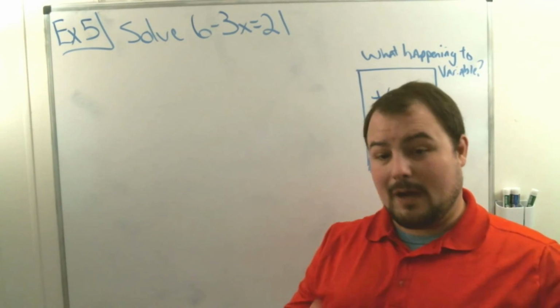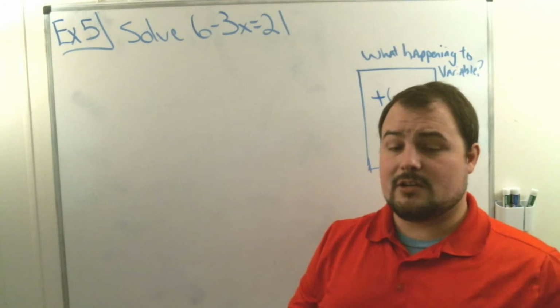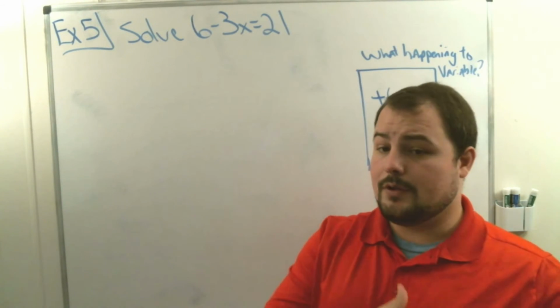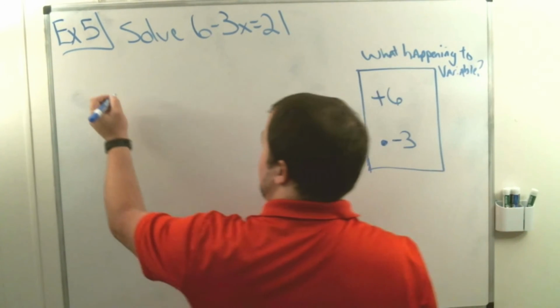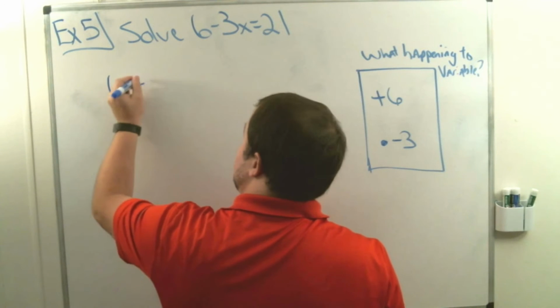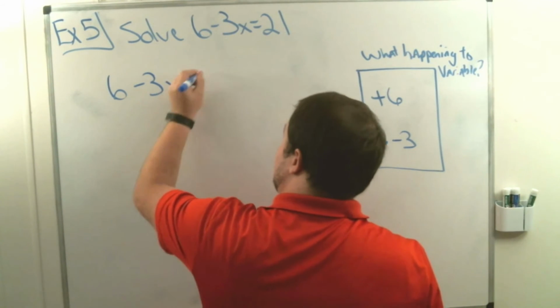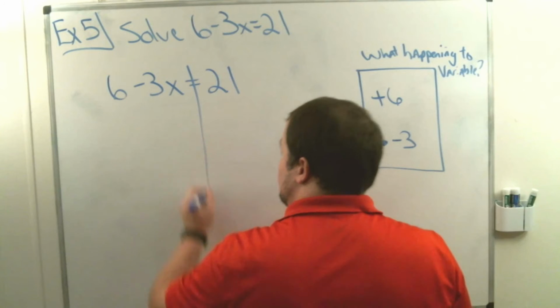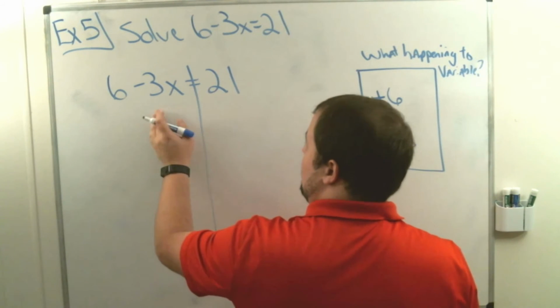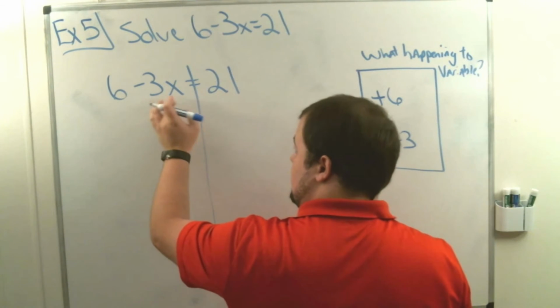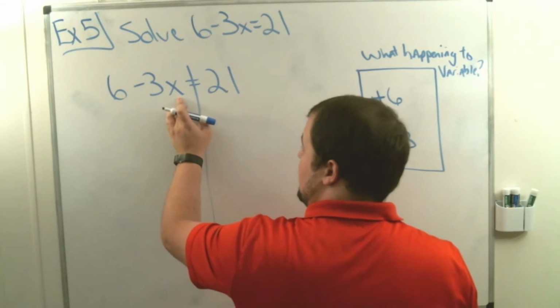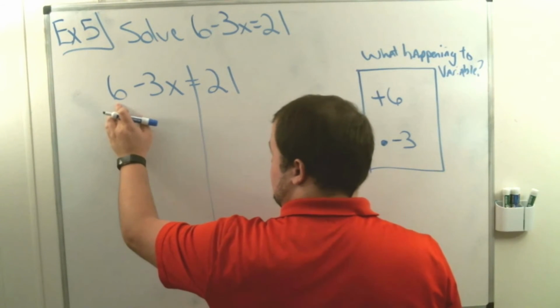Because I know that my steps are, the first step is I get rid of the number that's on the same side of the variable, not with it. So I'm going to show you how that works. We have 6 minus 3x equals 21. Draw a line through your equal sign. Well, looking at the variable, 3 is with the variable. So the number I have to get rid of that's not with the variable is 6.